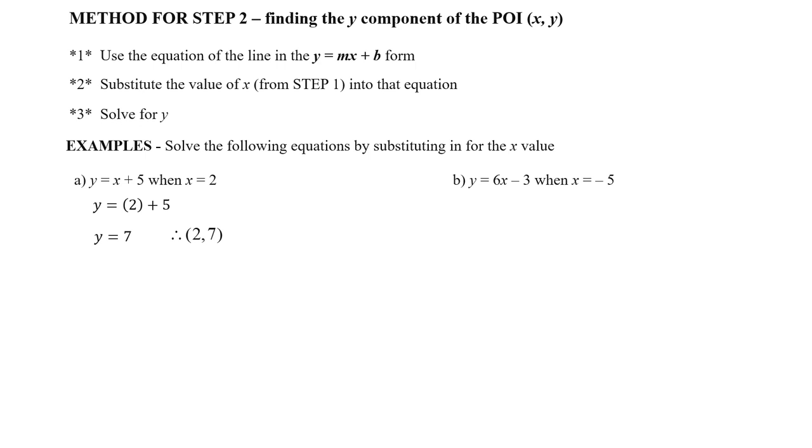Y equals 6x minus 3 when x equals negative 5. Again, we just plug the negative 5 into the x portion of the equation and it gives us a value of negative 33, and therefore gives us a coordinate of negative 5, negative 33.